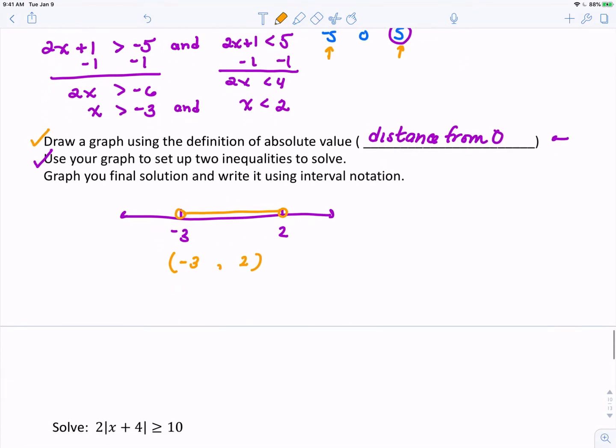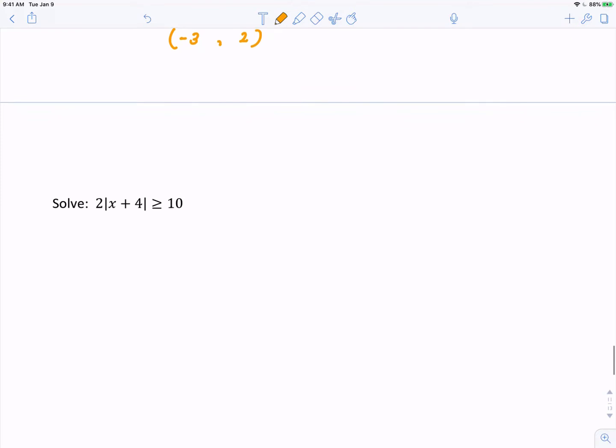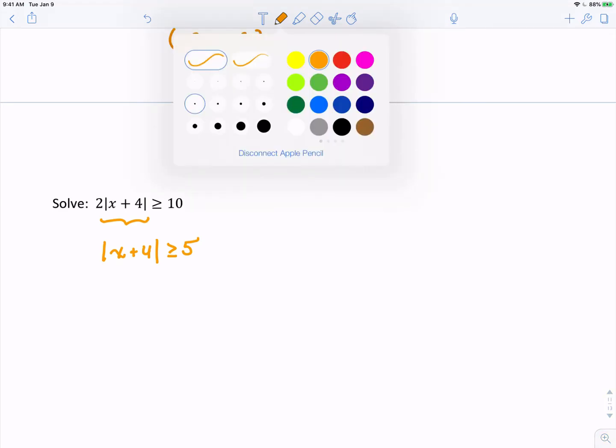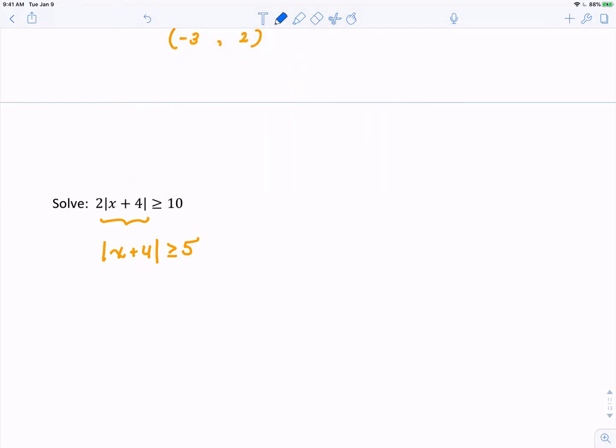Let's take a look at another example. 2 times the absolute value of x plus 4 is greater than or equal to 10. So the first thing we're going to do is get our absolute value sign by itself by dividing both sides of this inequality by 2, giving us the absolute value of x plus 4 is greater than or equal to 5.